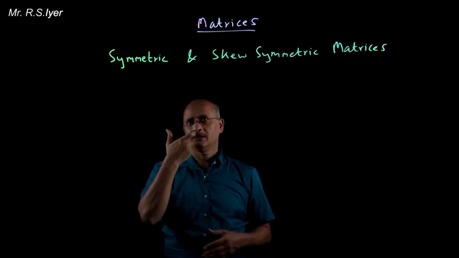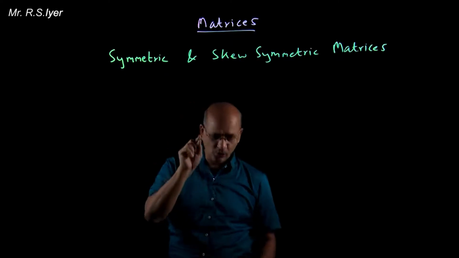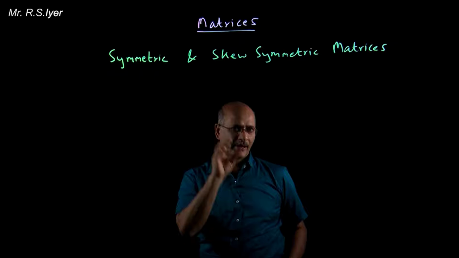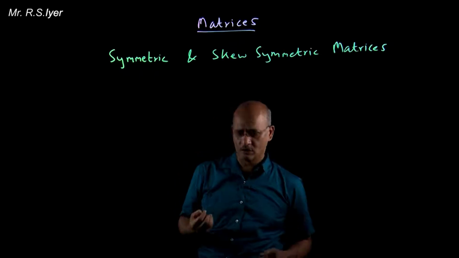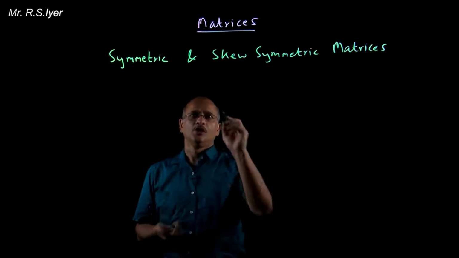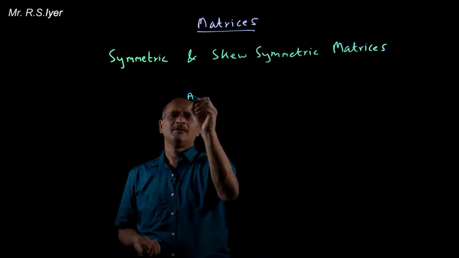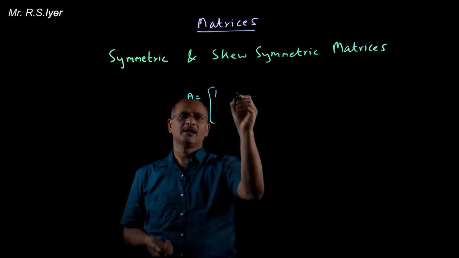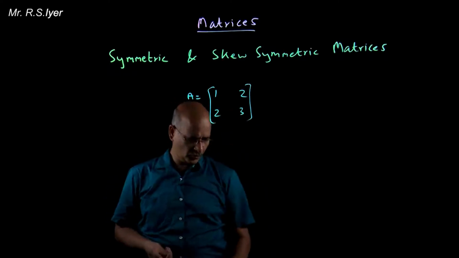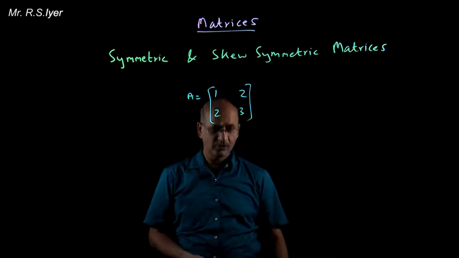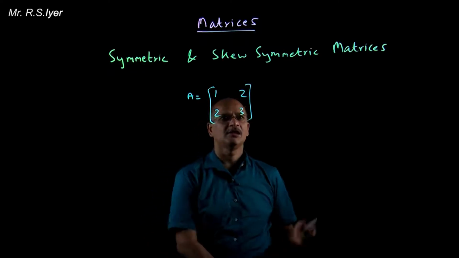Having said this, I'll just show you one example. I think with an example it will be better, you will understand what a symmetric matrix is. It's something new which we have not done in class 10. Suppose I have a matrix A, just understand what I'm doing: 1, 2, 2, 3. Now, you already know what you mean by a transpose, right? So, let us get the transpose of A.